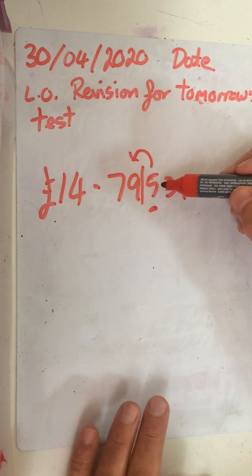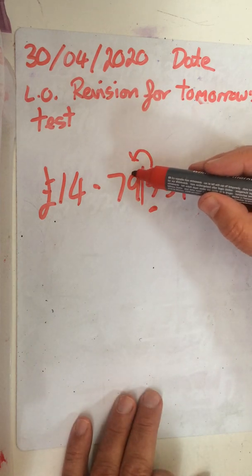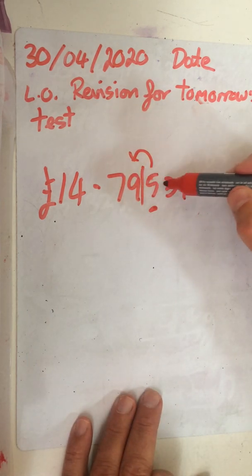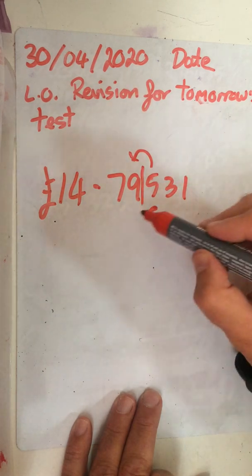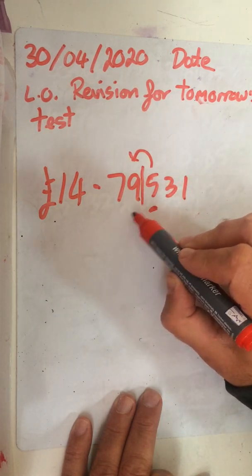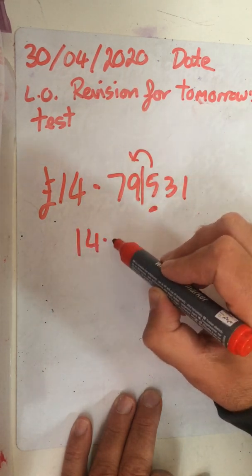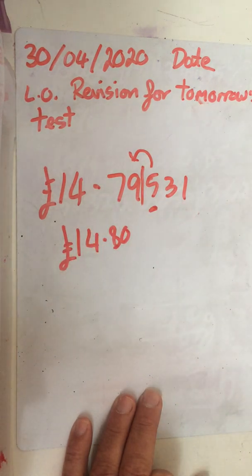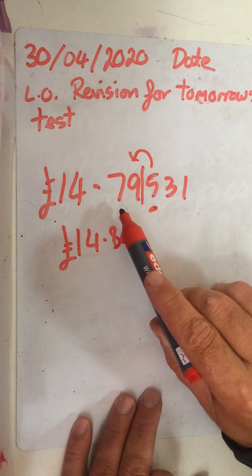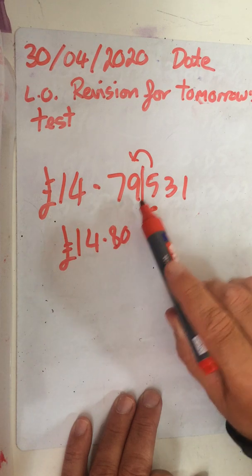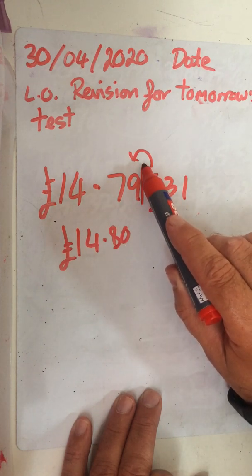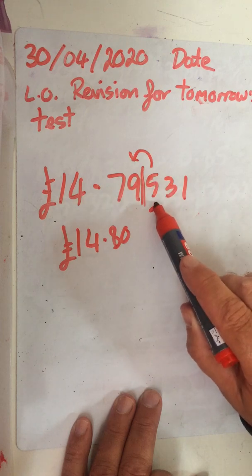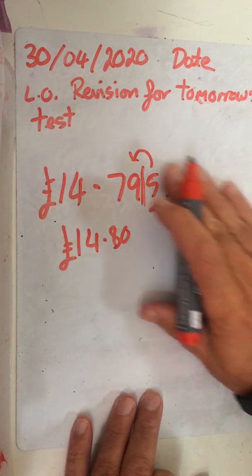Now remember, if it's 5 or above, it rounds it up, okay? So this is 5, so this 79 becomes 80. So the answer to that one would be £14.80 when you've rounded to 2 decimal places. So remember, when you're rounding to 2 decimal places, you count 2 numbers after the decimal point, and then you ask whether the third one will affect it, okay?